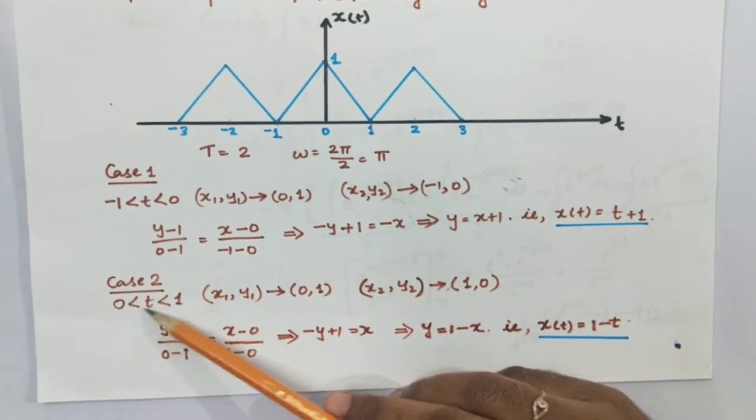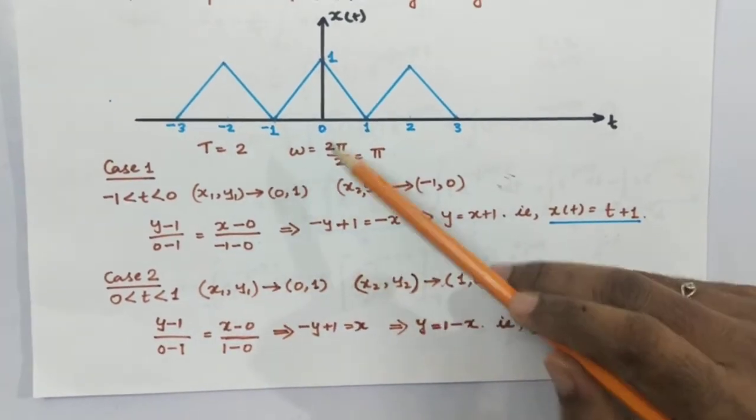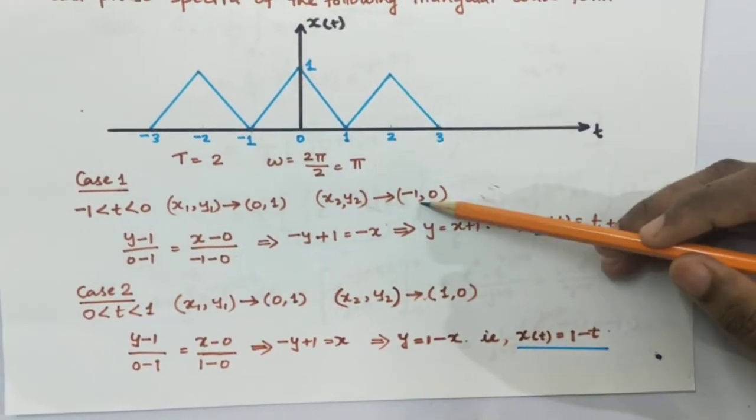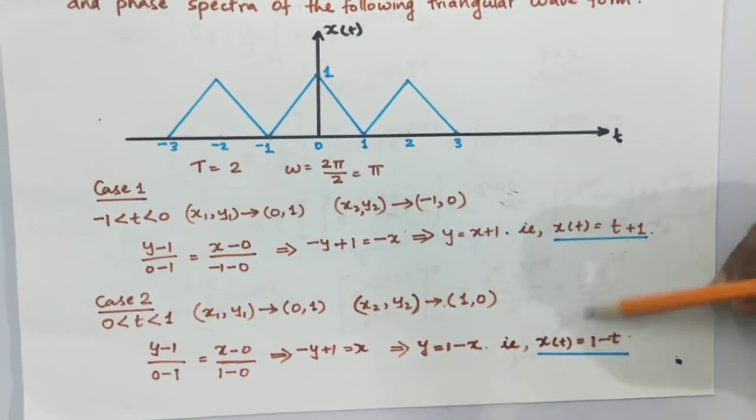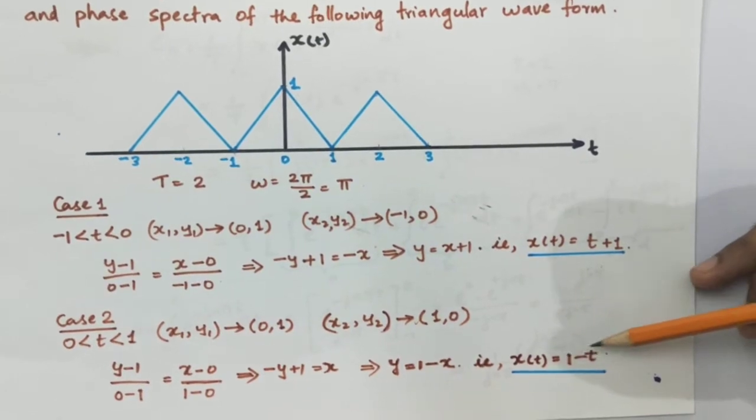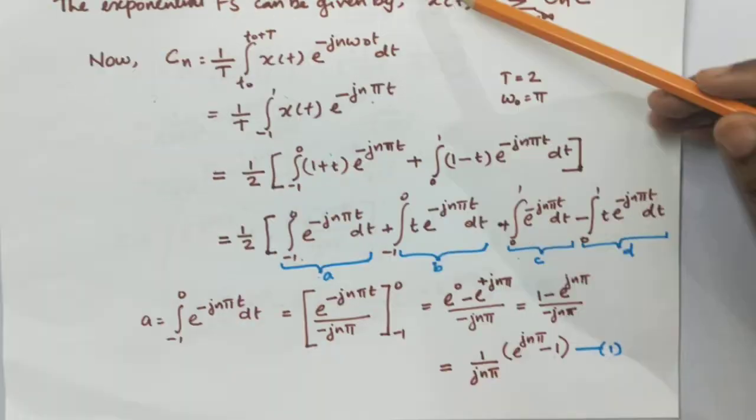Similarly, from 0 to 1, x1, y1 is (0, 1) and x2, y2 is (1, 0). So substituting and simplifying, we will be getting the equation as x of t equal to 1 minus t.